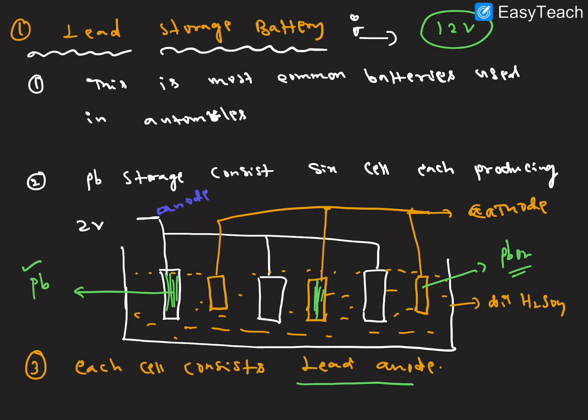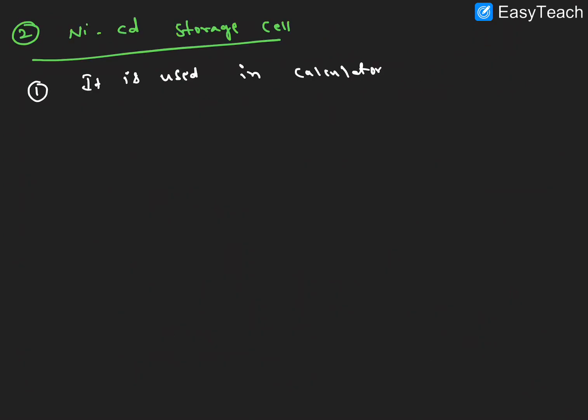Each cell can produce 2 volts. Totally 6 cells are there. Each electrode produces 2 volts, and totally 6 electrodes are there. These 6 electrodes times 2, totally 12 volts will be produced, right? It is used in calculators.